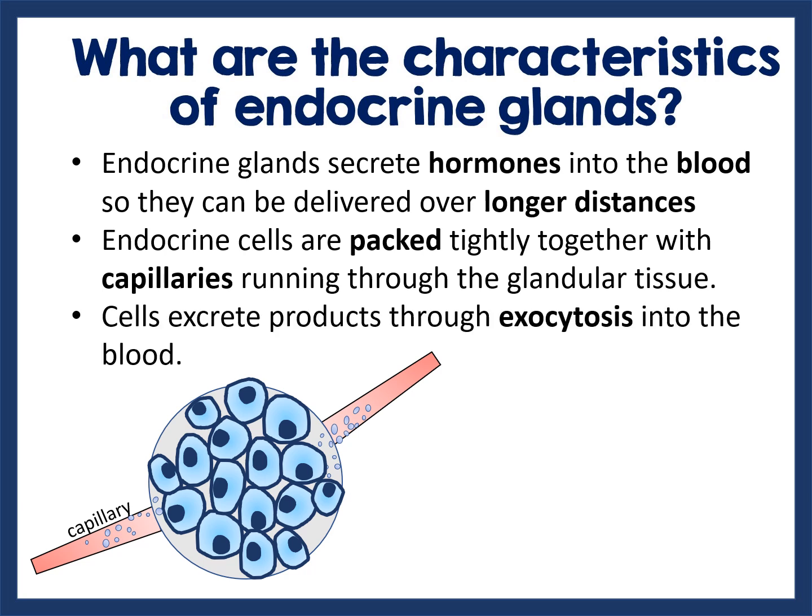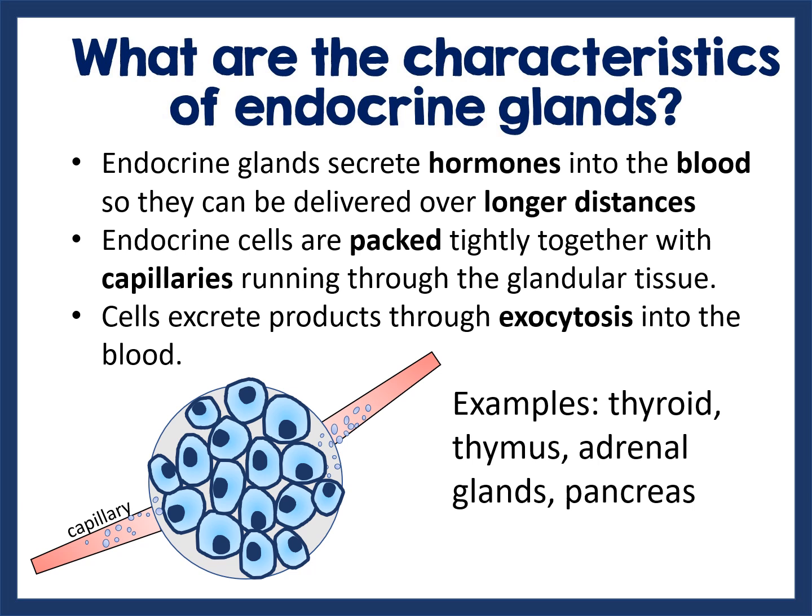Cells of the endocrine system will release their substances through exocytosis into the bloodstream. So for example, we have the thyroid, the thymus, the adrenal glands, and the pancreas.